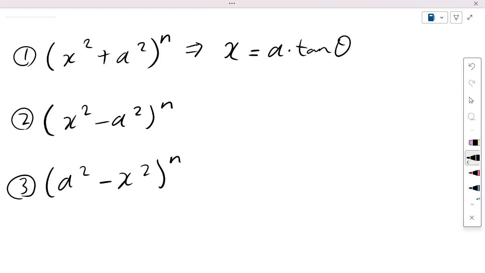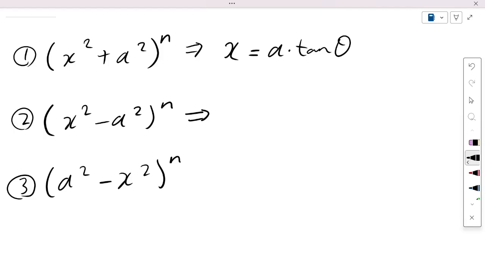Okay, so that is the substitution we are going to be making. We're going to replace our x value with a multiplied by tan theta. That's just the first step that we're going to take. This is only the introduction here. When we get to the examples, I'm going to show you how we progress with these steps. So the second one is x squared minus a squared.